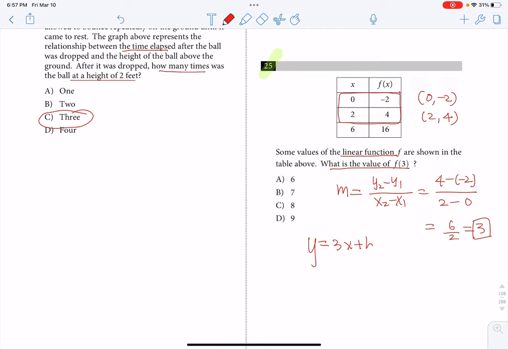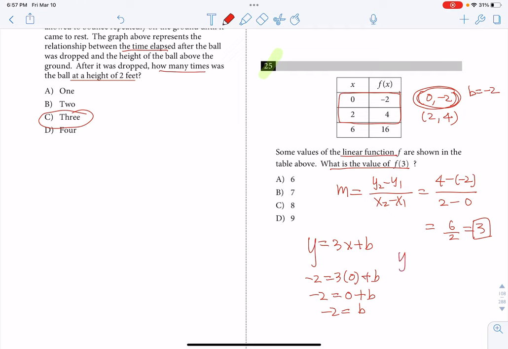And y equals 3x plus b. I know that (0, -2) represents the y-intercept, so the b value is already -2, but just to make sure, for students who don't know how to find b, I will plug the point in. So x is 0, y is -2: -2 equals 3 times 0 plus b, and -2 equals 0 plus b, so b equals -2. So the y-intercept b value is -2.